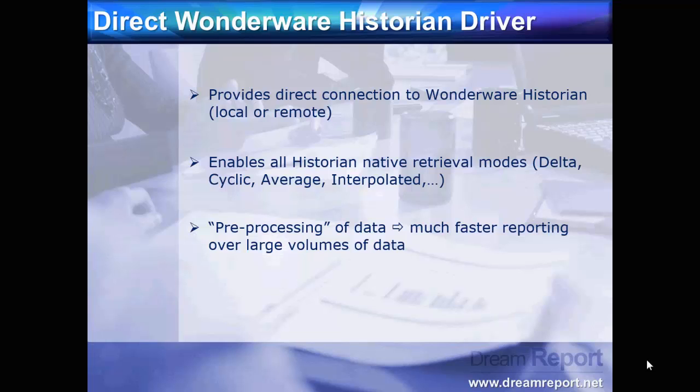Now this is important because we can take advantage of Historian's low-level retrieval engine, which essentially pre-processes the raw data and only returns the requested data to the client, which in this case is Dream Report. This allows for very fast reporting against large volumes of data or over longer time periods.